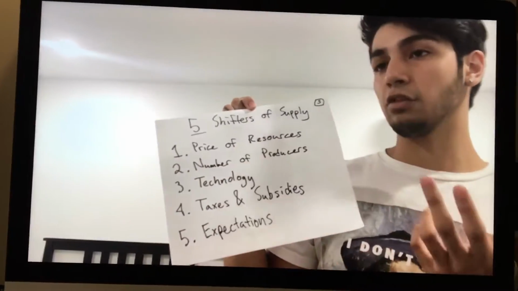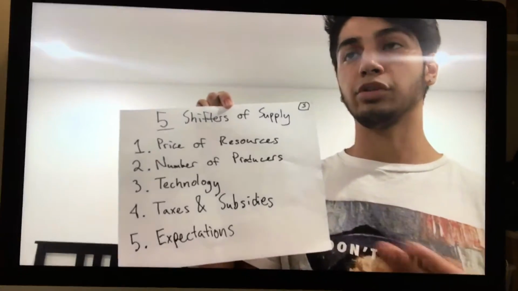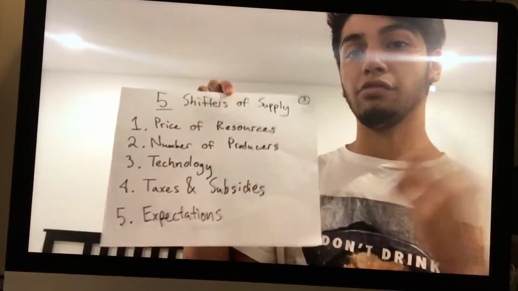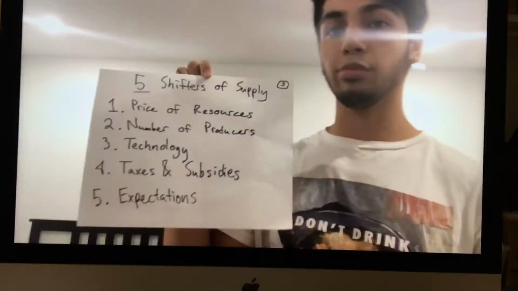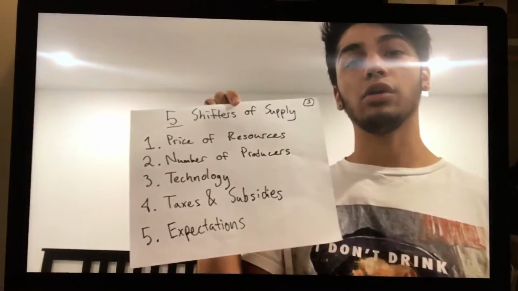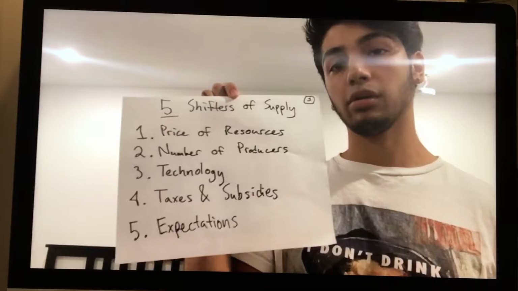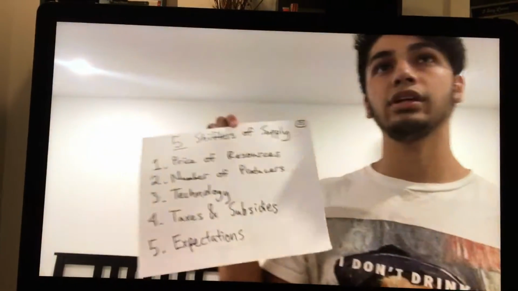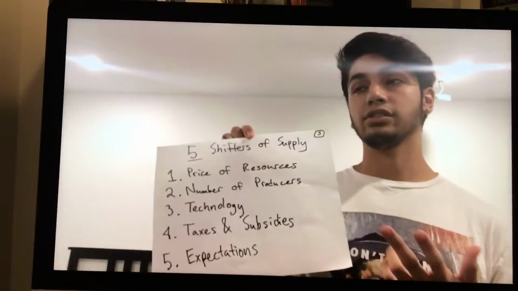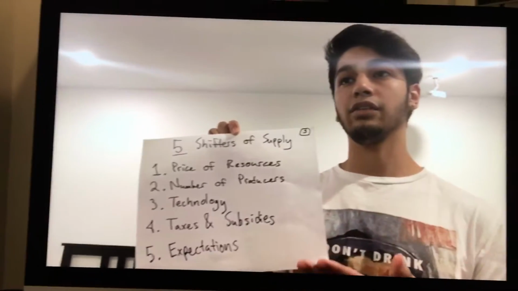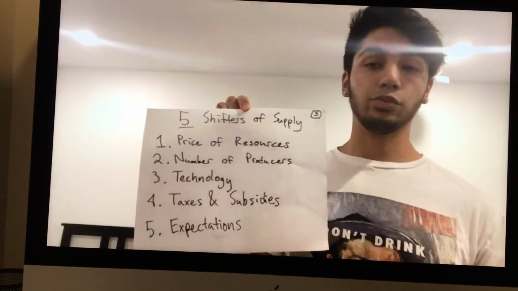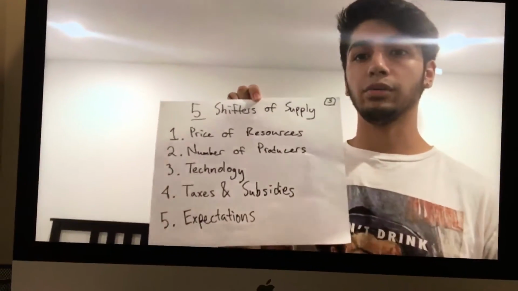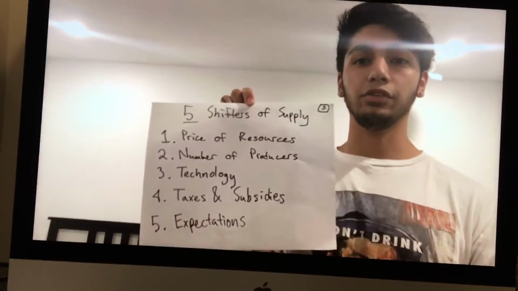So for subsidies, if a government gives a company money to produce their product, then the supply will go up. But if a government taxes their product, then the supply will go down because they'll have less money to make that product. And the fifth shifter is expectations. So if a company thinks that in 3 weeks they'll make more money selling their product than they would this week, then they're going to hold off on their supply for now until 3 weeks has come, and they'll make more money in the future.